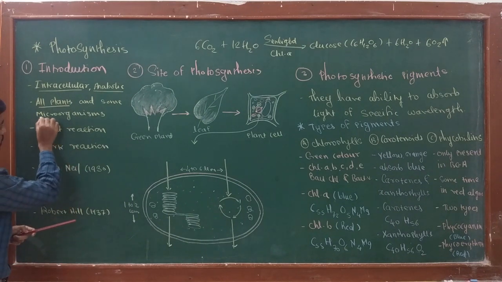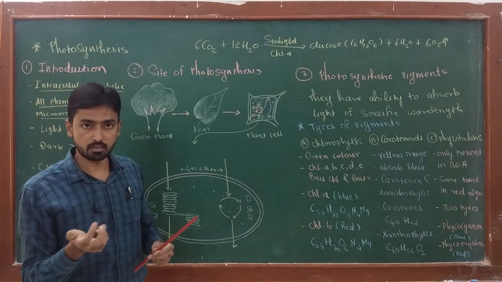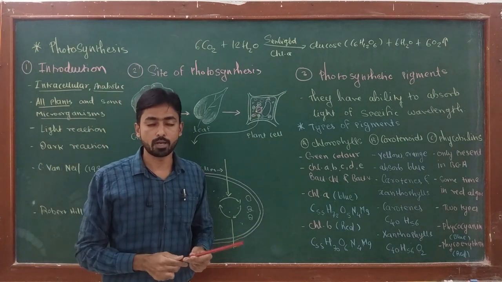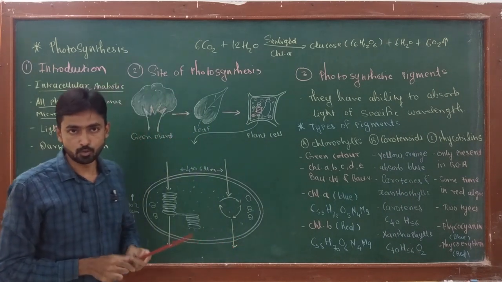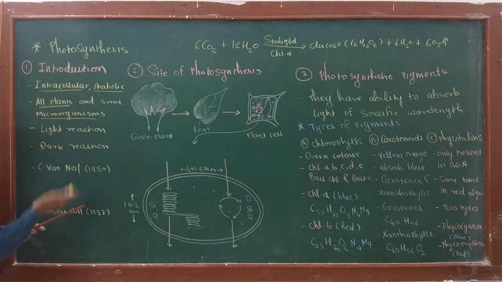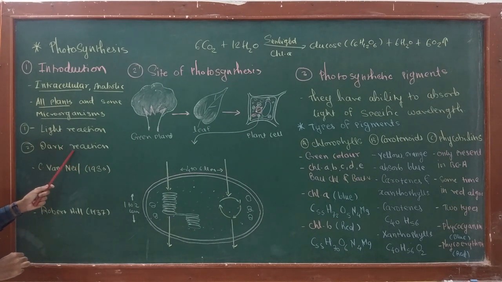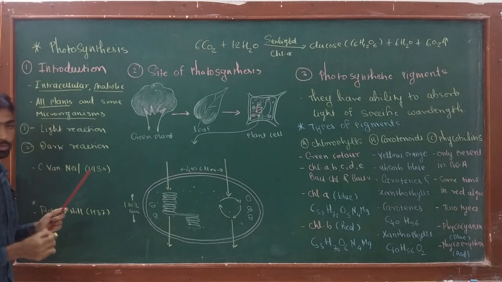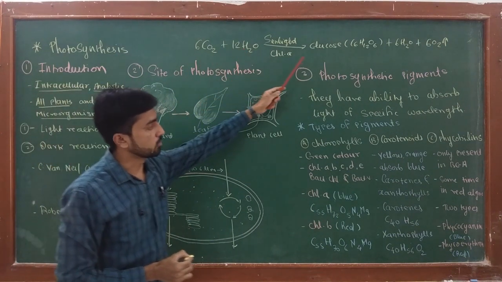And some microorganisms and algae like cyanobacteria or blue-green algae and sometimes red algae also have the ability to perform photosynthesis. Actually the reaction of photosynthesis takes place in two different stages. First is the light reaction, while second is the dark reaction. Both these reactions combine together to fix CO2 and water into glucose.